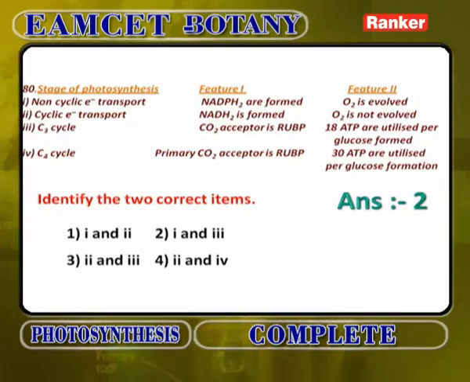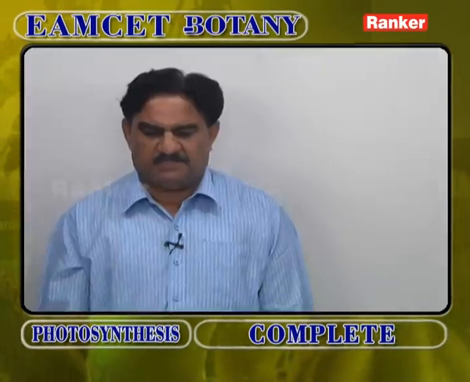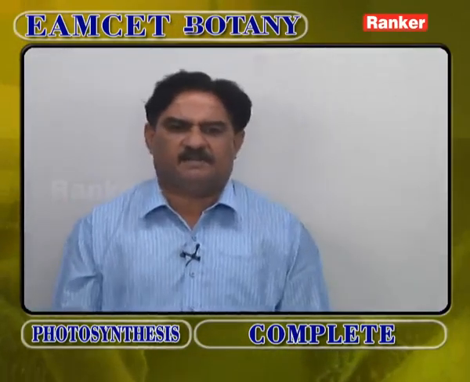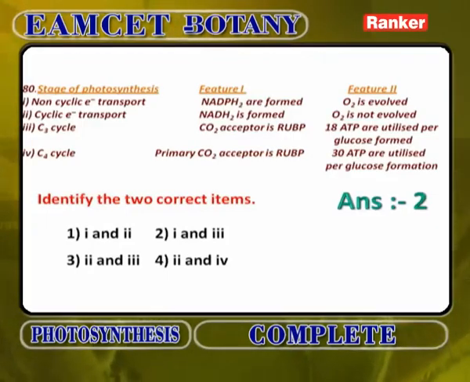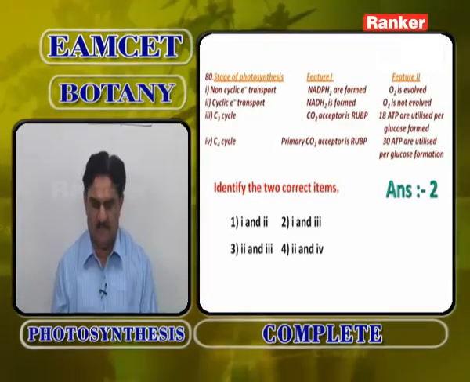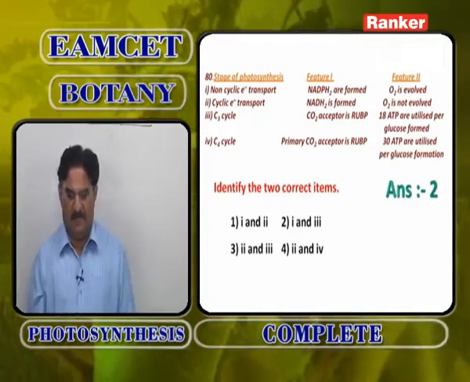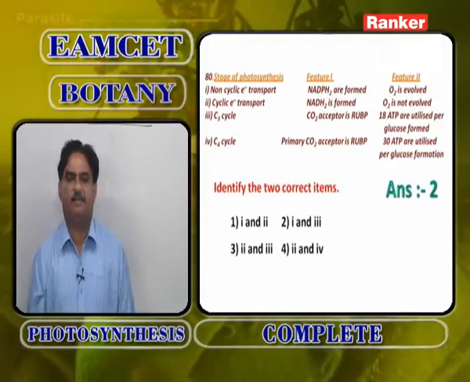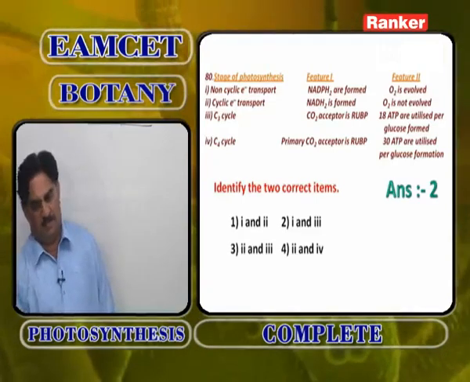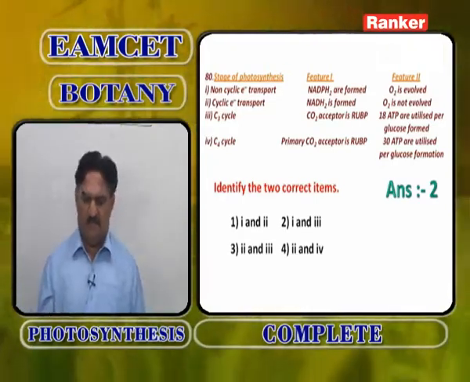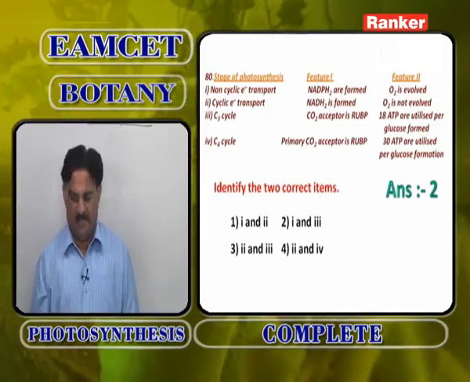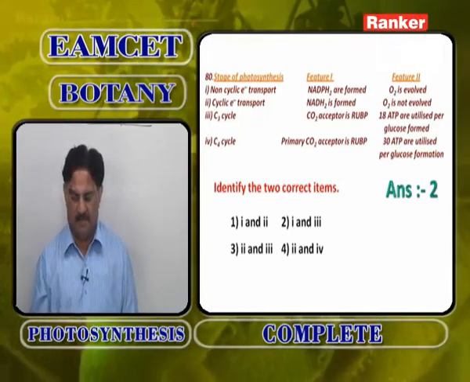Another 3-column question: stage of photosynthesis, feature 1, feature 2. Non-cyclic electron transport, NADPH2 is formed, oxygen is evolved, is perfectly correct. Cyclic electron transport, NADH2 is formed, oxygen is not evolved: this is wrong, because in cyclic electron transport there is no question of liberation of NADH2. Only oxygen is not evolved is correct. Cyclic photophosphorylation, NADH2 formed is wrong. Oxygen is not evolved is correct.